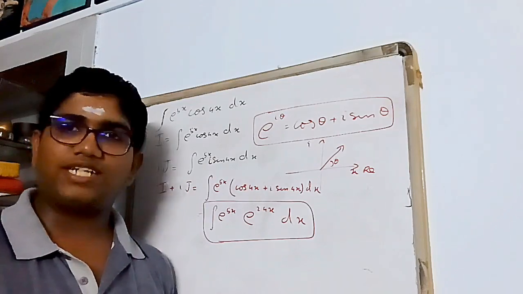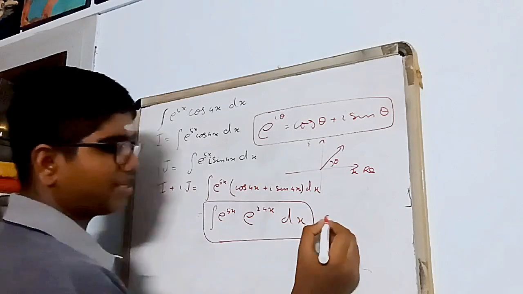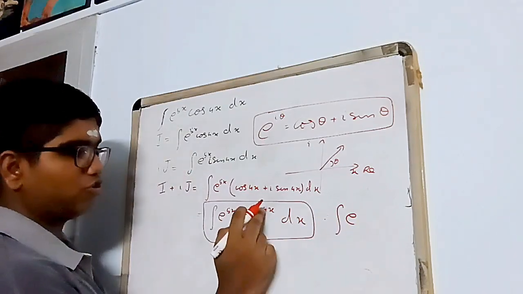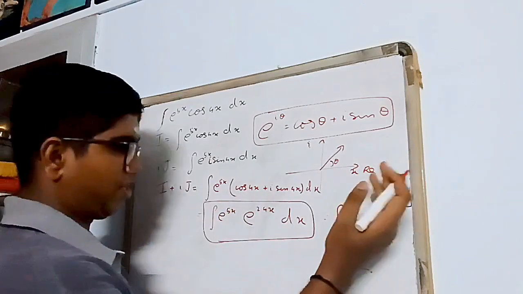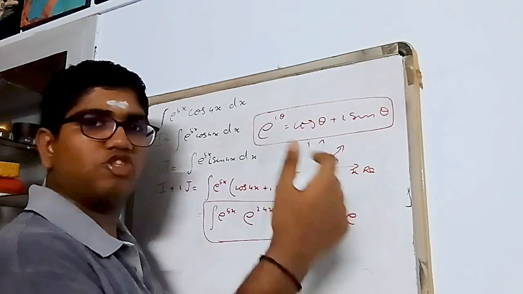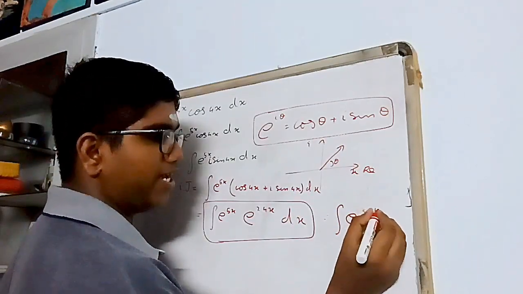So instead what we will do is simplify this: e raised to 5x into e raised to i4x. We can write this as e raised to 5x plus i4x, that is, a raised to m times a raised to n is equal to a raised to m plus n. So 5x plus i4x dx.